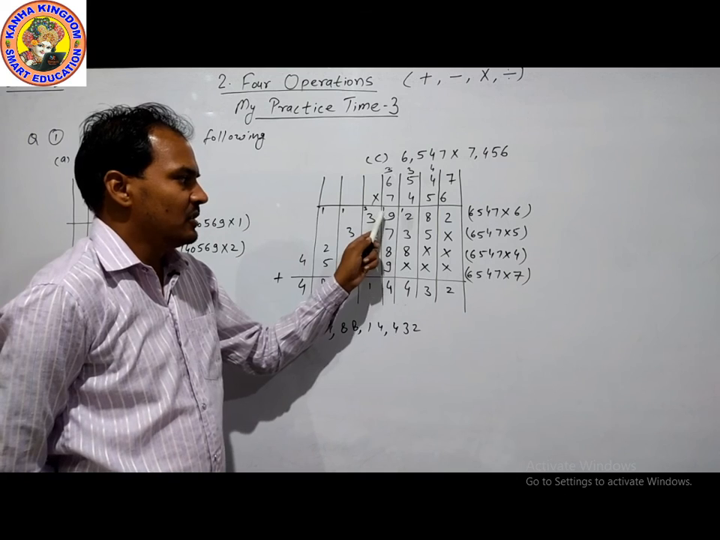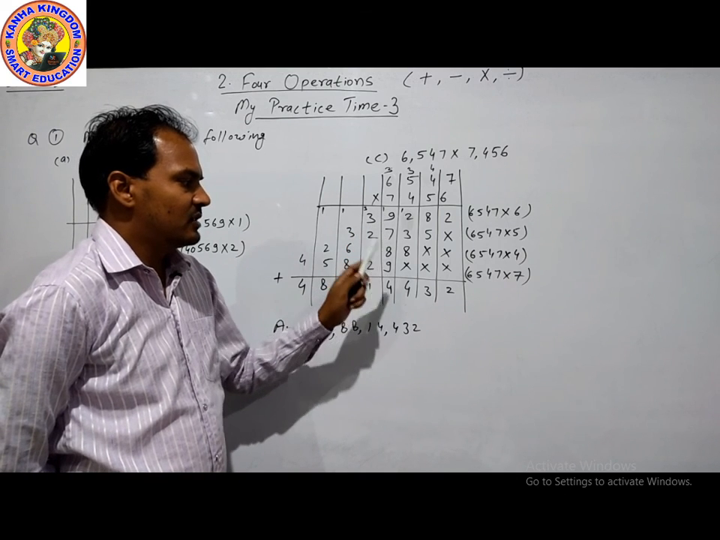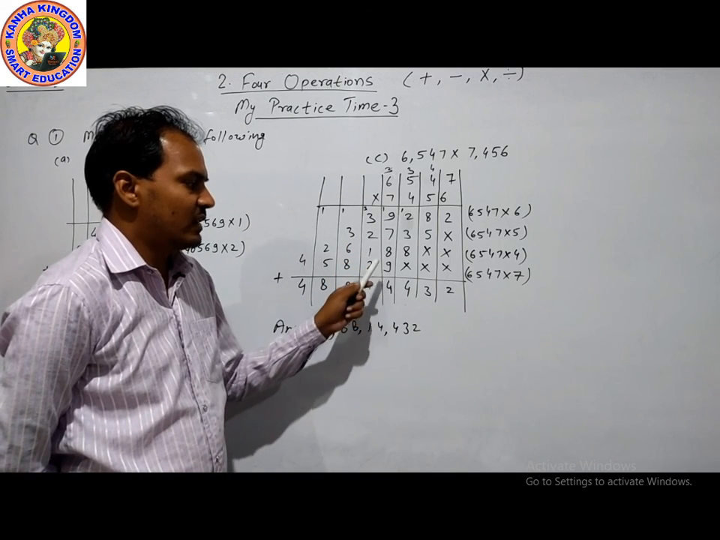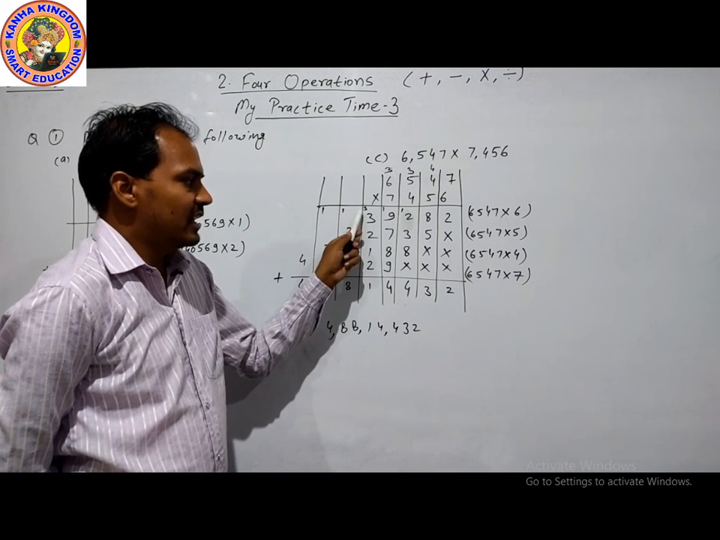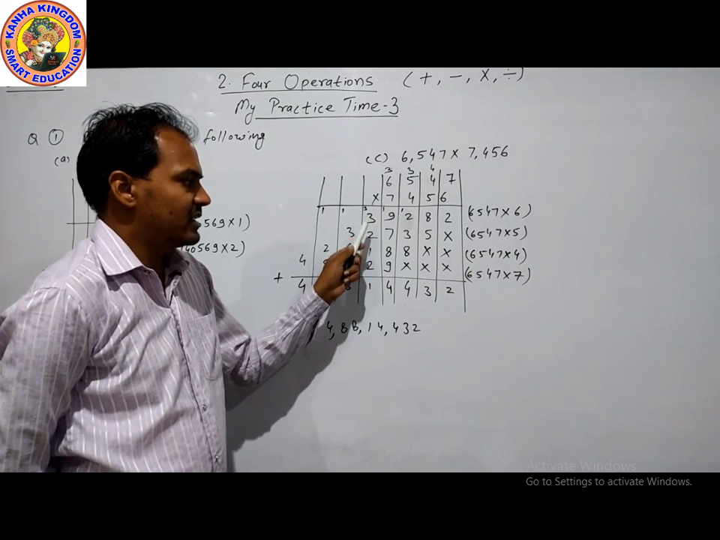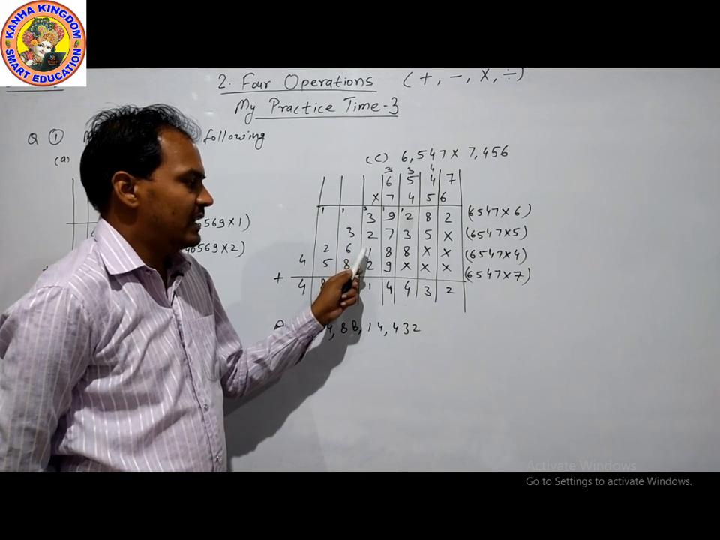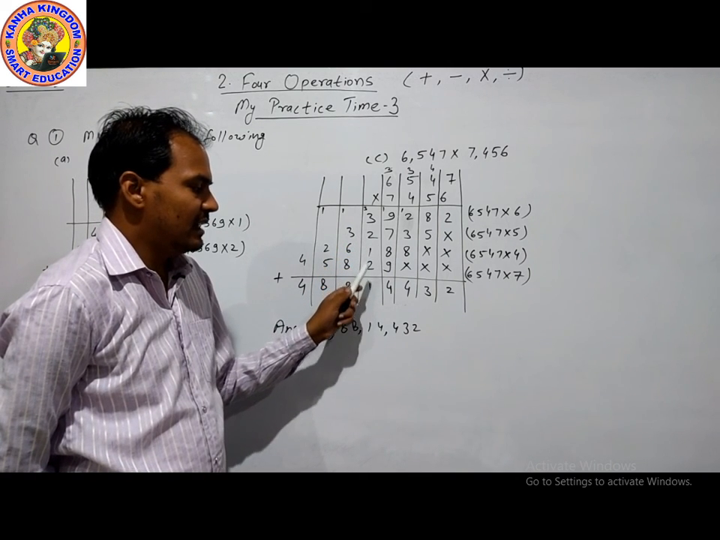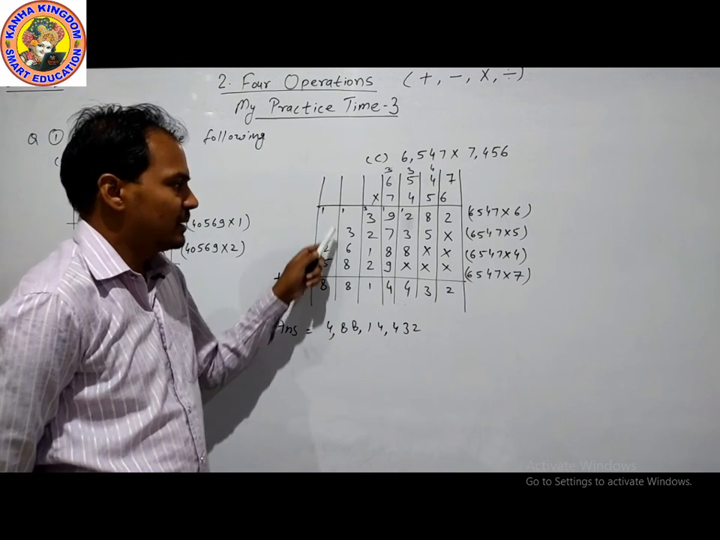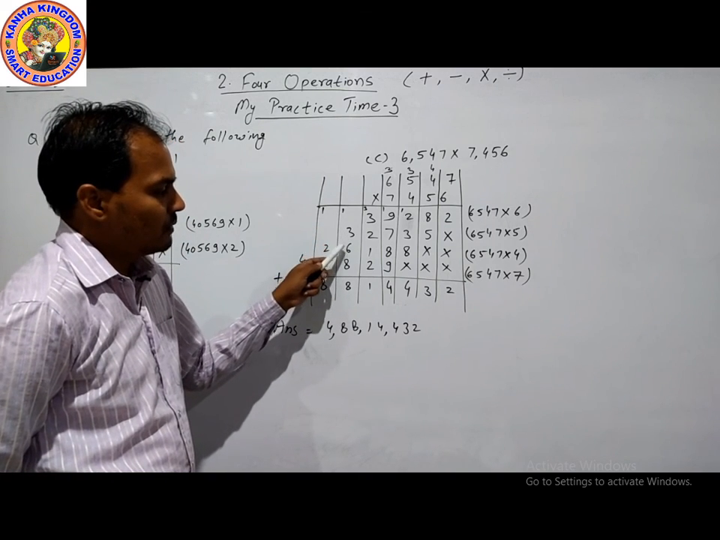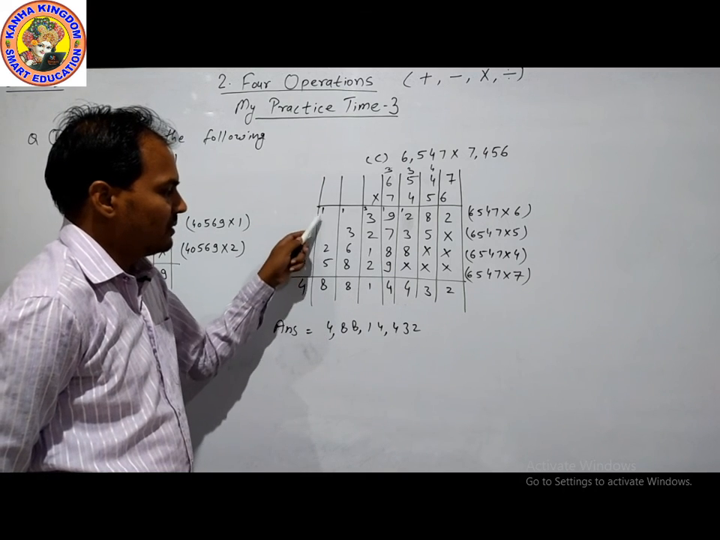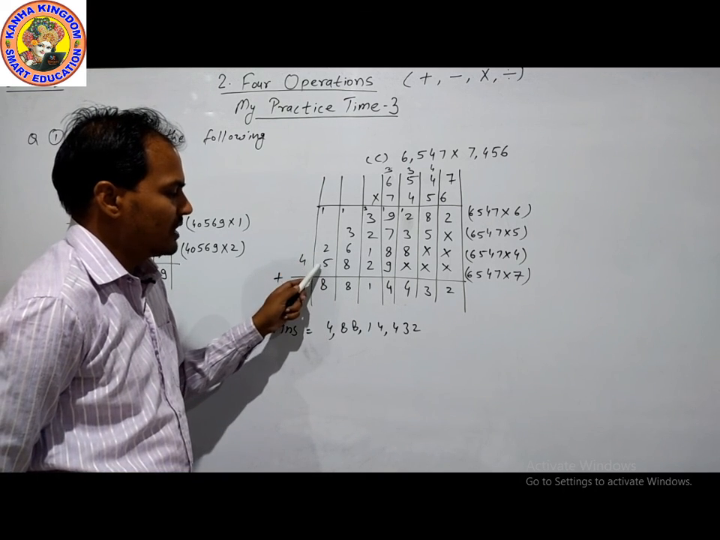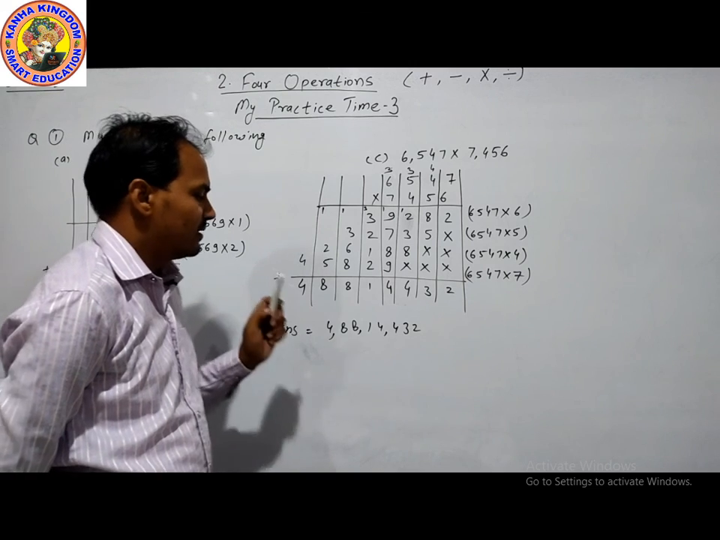1 is carry point. 1 plus 9, 10. 17. 17 plus 8, 25. 25 plus 9, 34. 4 and 3. 3 is carry point. 3 plus 3, 6 plus 2, 8, 9, 11. 1 is carry point. 1 plus 3, 4. 4 plus 6, 10. 10 plus 8, 18. 1 is carry point. 1 plus 2, 3. 3 plus 5, 8 and then 4.